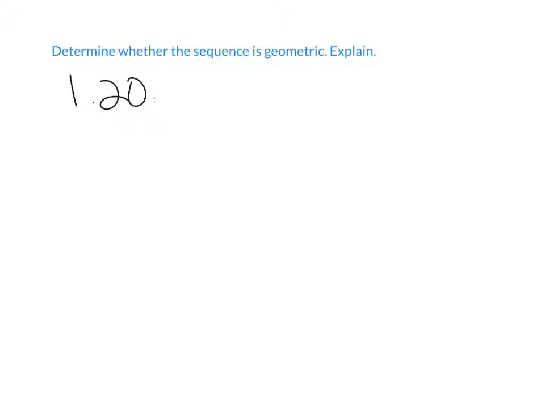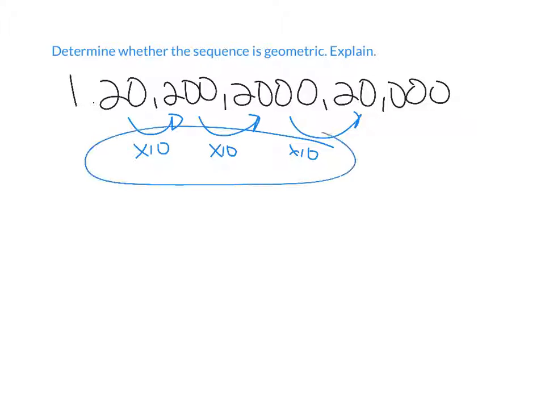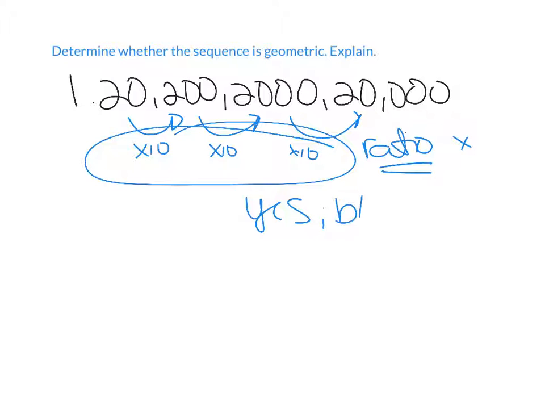So let's say I have 20, 200, 2,000, 20,000. The first thing that we probably want to do is figure out what the pattern is. How can I get, and it has to work for every single one of these, from 20 to 200 to 2,000 to 20,000, and hopefully it's jumping out at you that you multiply by 10, okay? Since this is a common ratio, and the key word there is ratio, which means to multiply, or divide, we can say yes, it is geometric, because it has a common ratio of 10.